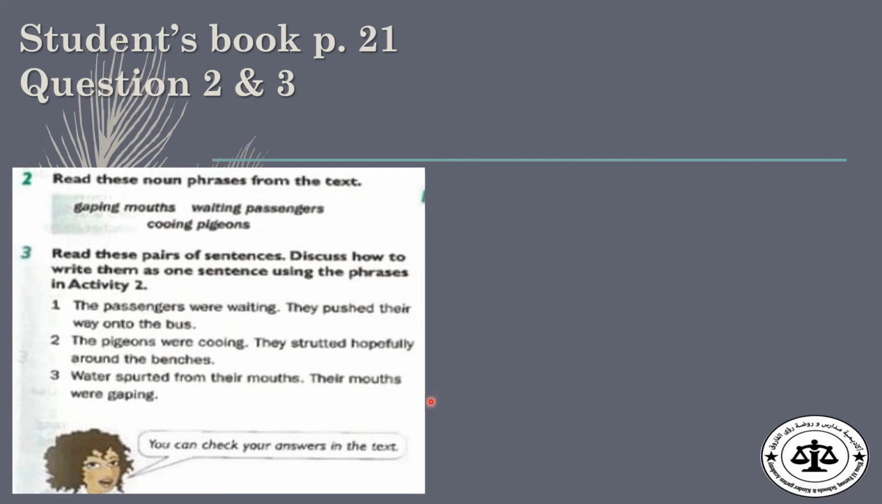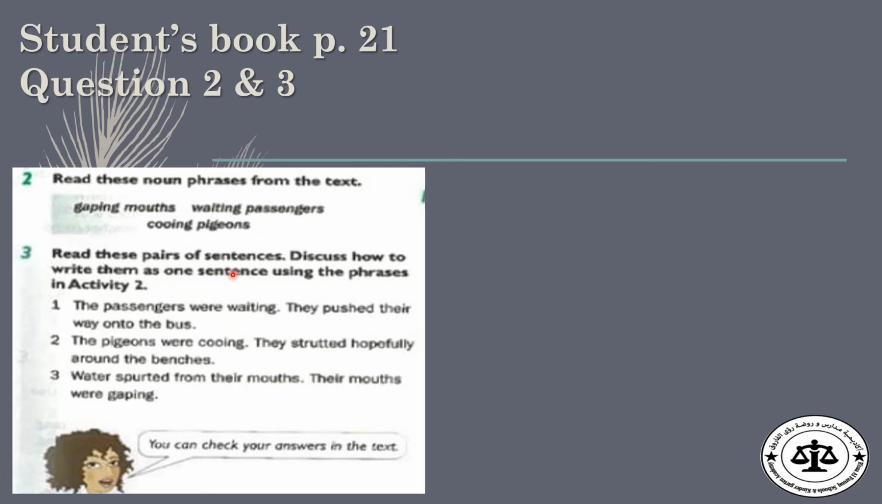Now, let's answer question number 2 and 3. Read these noun phrases from the text. Gaping mouths, waiting passengers, cooing pigeons. Here we have the adjective gaping, which modifies the noun mouths. Waiting is an adjective which modifies the noun passengers. Cooing is an adjective which modifies the noun pigeons.